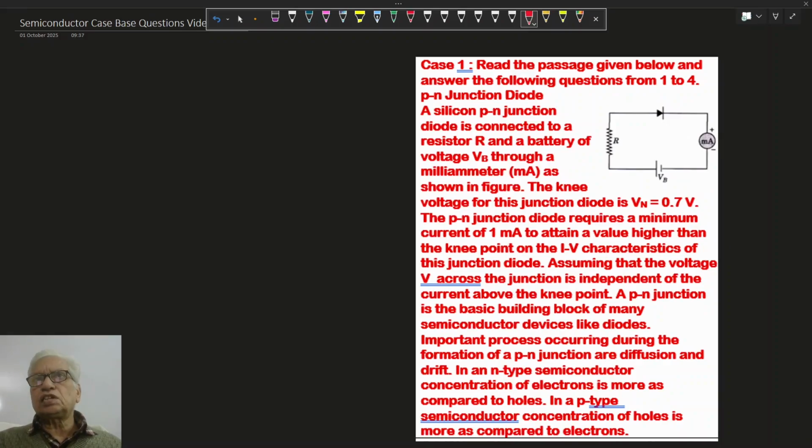Hello. In this case-based study, case 1: a silicon PN junction diode is connected with a resistor R, and the battery voltage is VB, with a milliampere current. Here the knee voltage is marked. Below the knee voltage, we can see the graph for forward and reverse biasing.